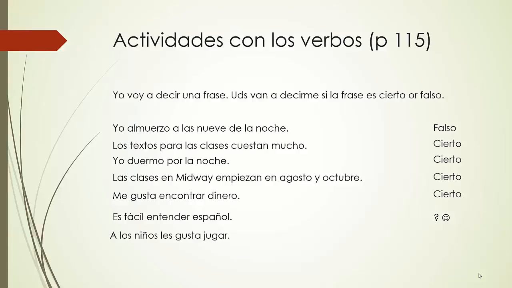Próximo. A los niños les gusta jugar. Niños are children. Les gusta is like, so children like. Jugar, to play. Cierto. And adults too sometimes. Próximo. Necesito pensar mucho durante los exámenes. I need to think a lot during exams. Cierto.